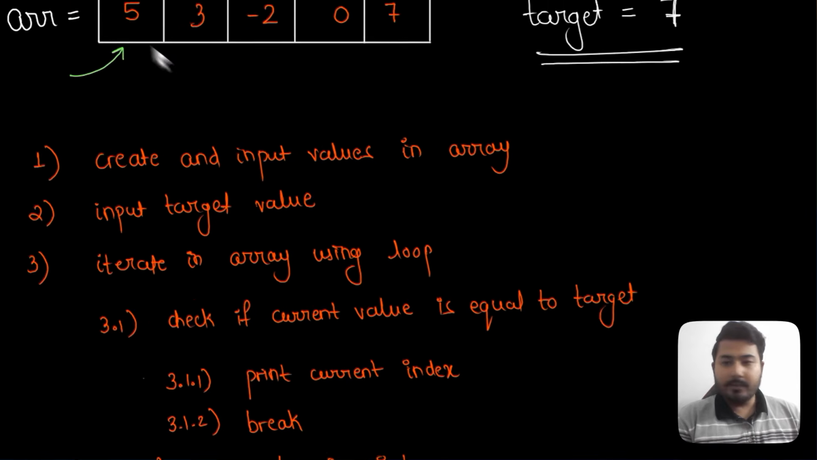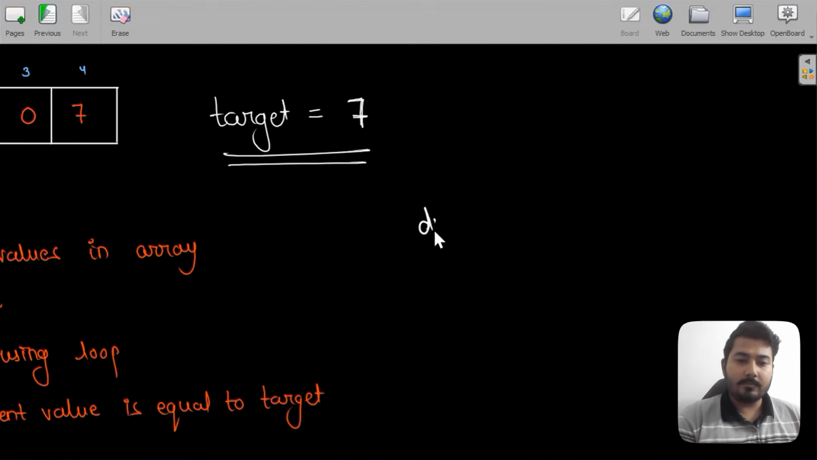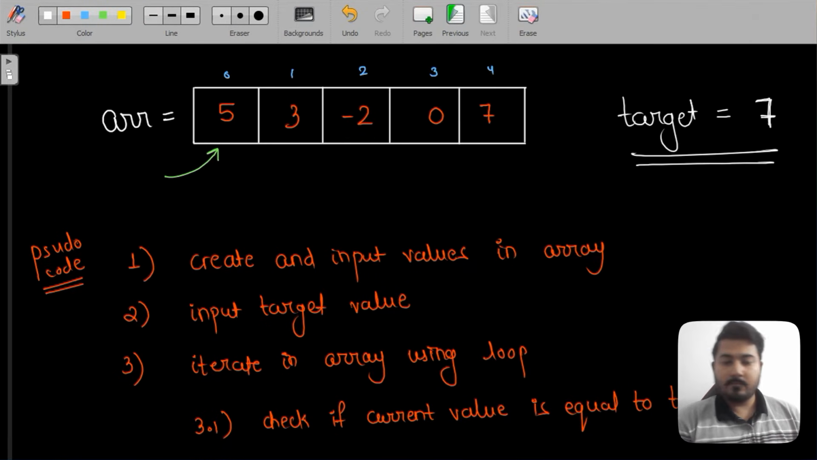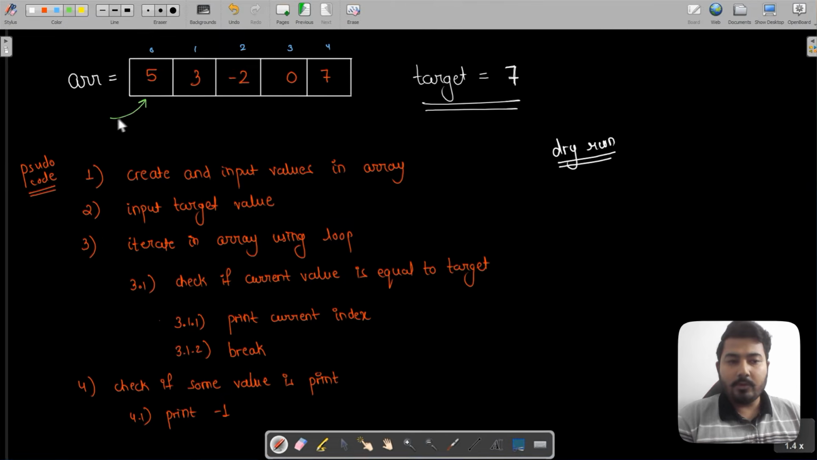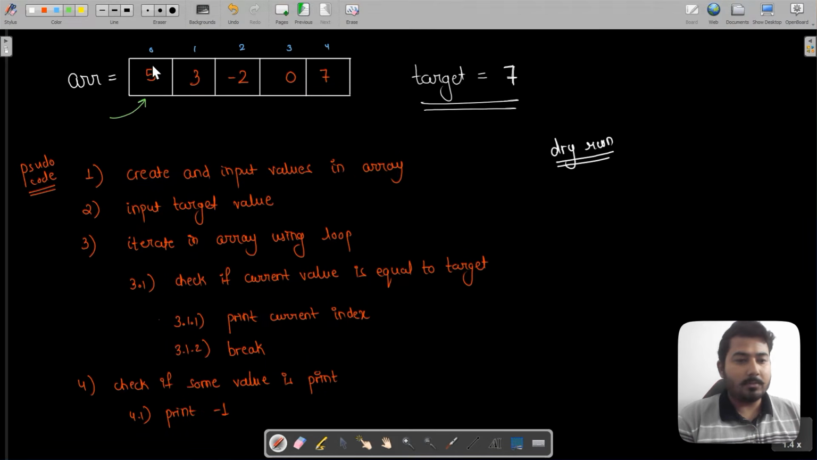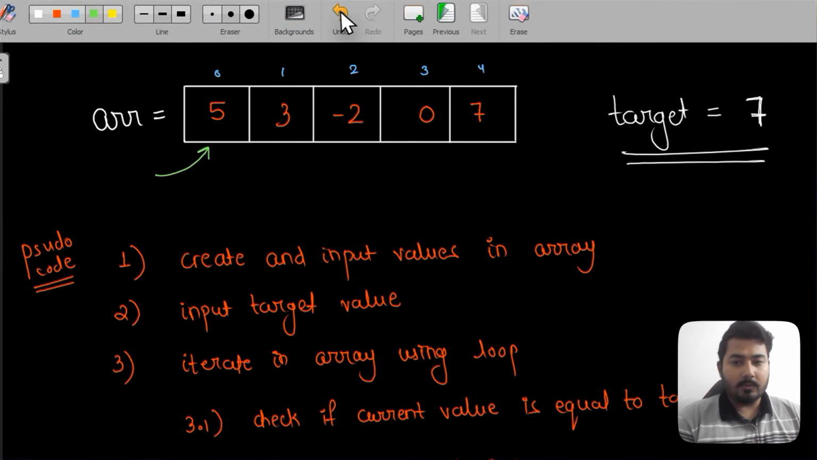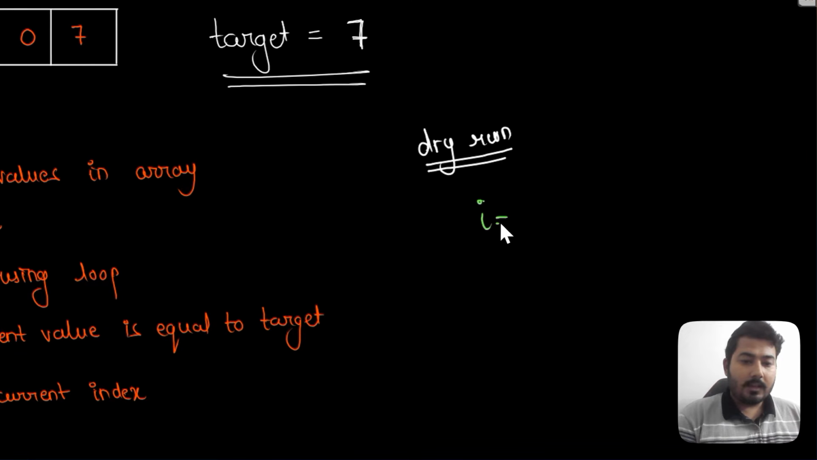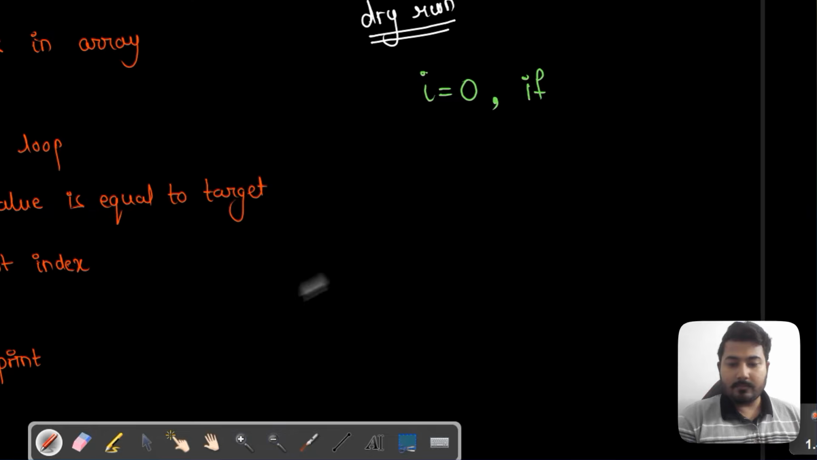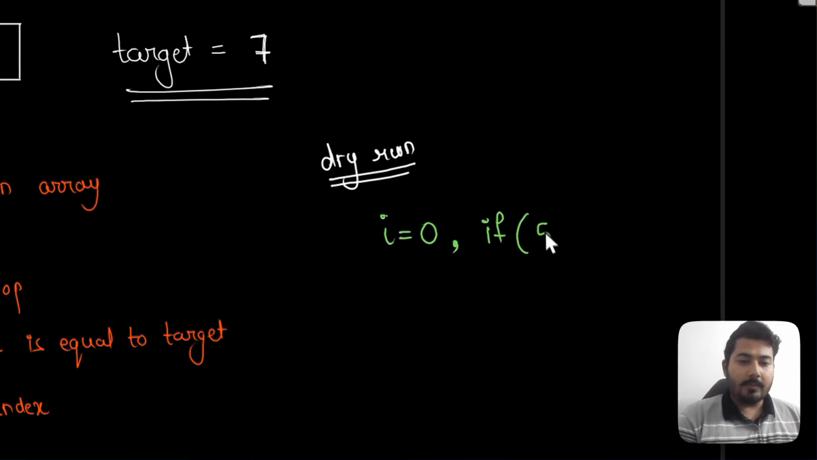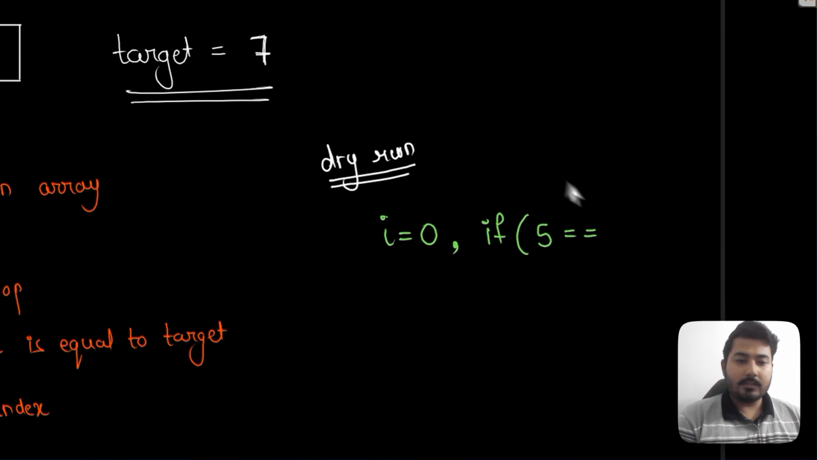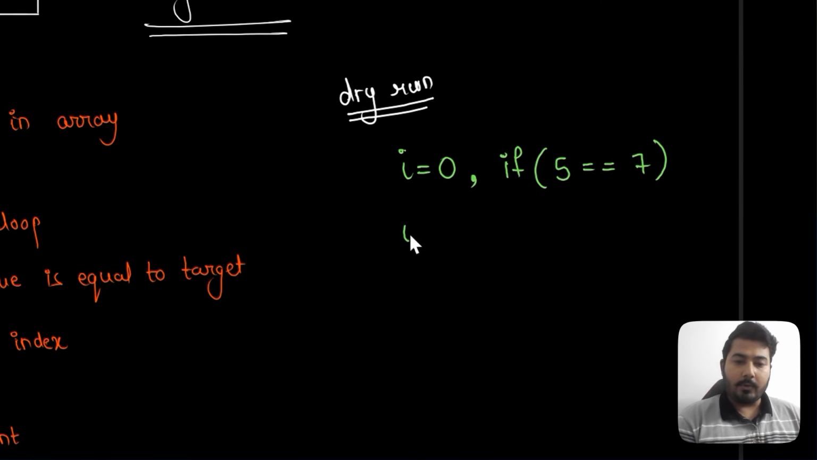Let's just do a small pseudocode, right? Sorry, let's just do a small dry run. Let's just assume, according to your dry run, you are starting your process from the 0th index. That means inside the loop, you have the value I, right? Let's suppose I value is at 0. At I equal to 0, you will simply check if this current value 5 is double equal to your target 7. No, it is not. Just keep on going.